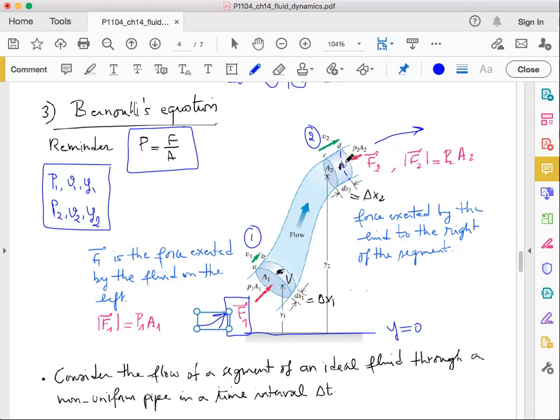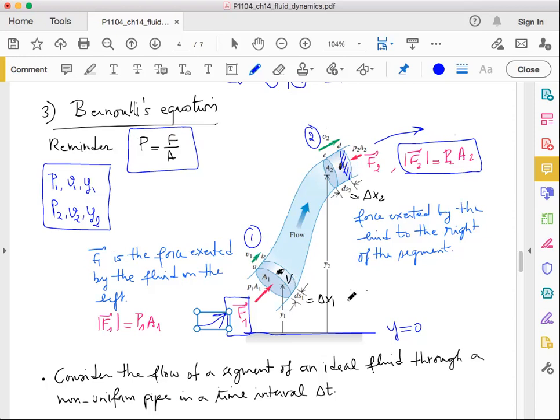Also this F2 is perpendicular to this cross-sectional area, and the magnitude of this force is given by the pressure multiplied by A, according to the definition of pressure. So we have at both sides 1 and 2, F1 being the force exerted by the fluid on the left, and at point 2 F2 is the force exerted by the fluid to the right of the segment that we have selected in this tube.